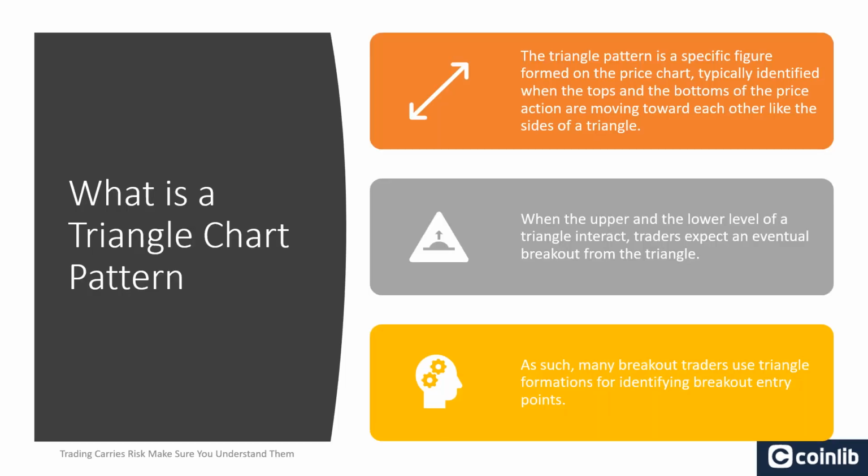The triangle pattern is a specific figure formed on a price chart, typically identified when the tops and the bottoms of price action are moving towards each other. Now, there are different types of triangles. When the upper and the lower level of a triangle interact, traders expect an eventual breakout of that triangle. As such, many breakout traders use triangle formations for identifying breakout entry points, exit points, stop loss placement, as well as targets.